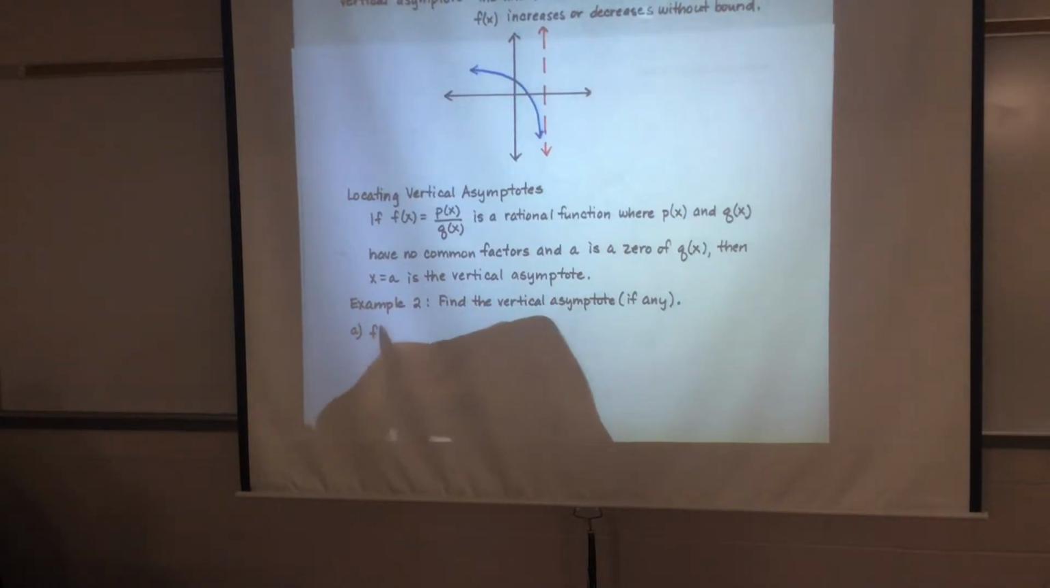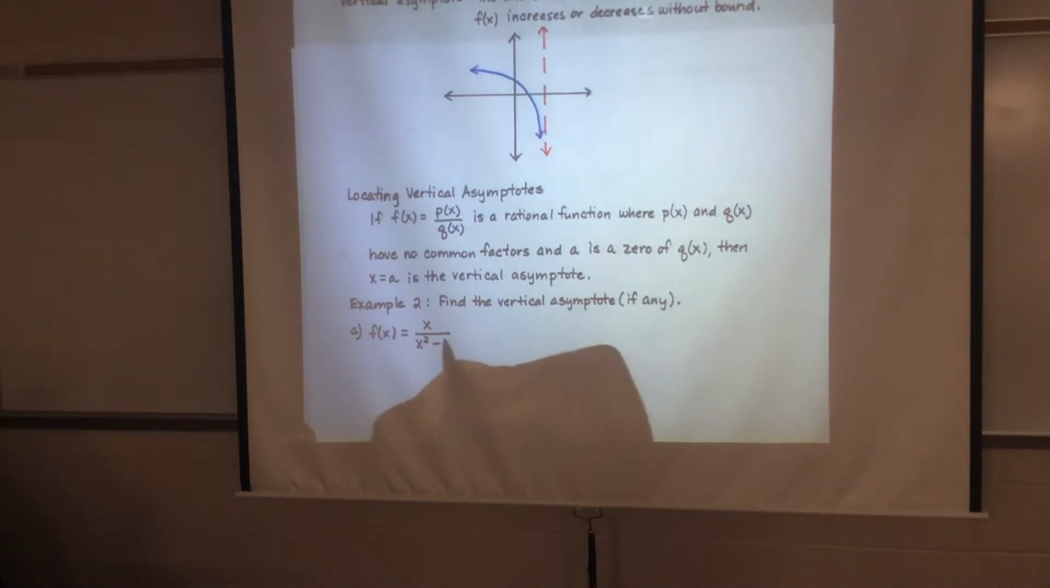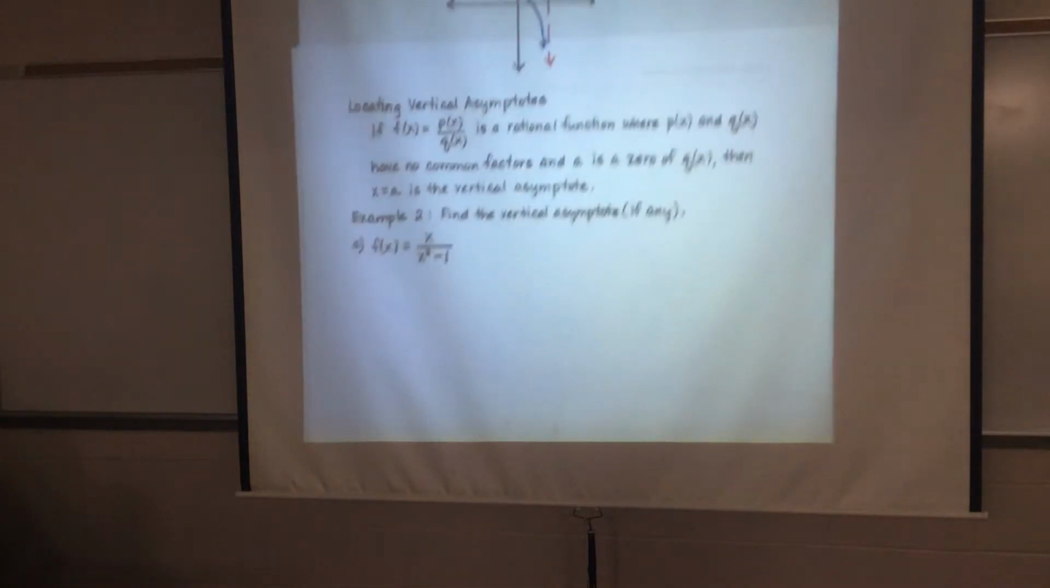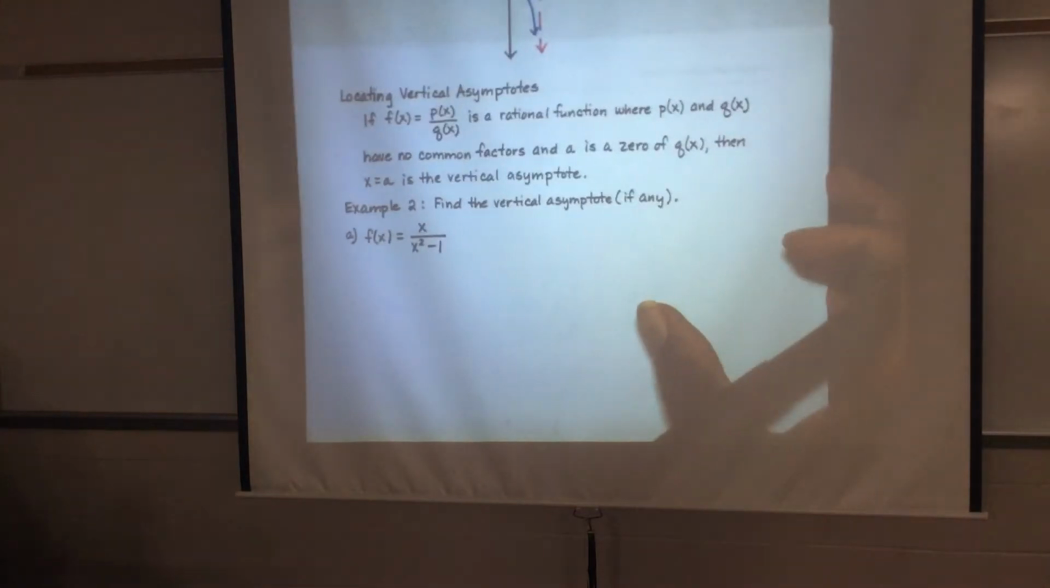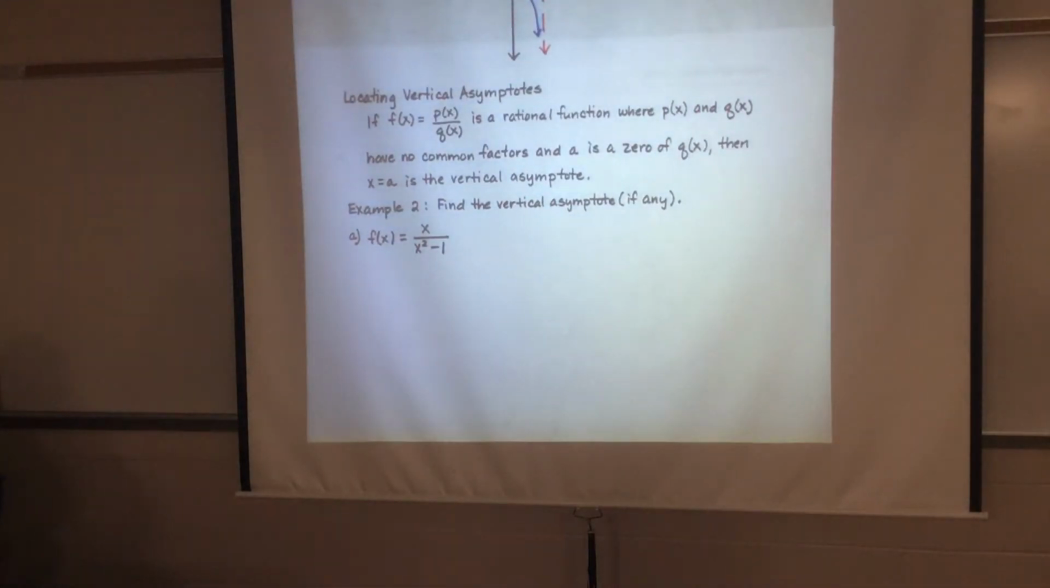let's say we've got f of x is equal to x divided by x squared minus 1. F of x is equal to x over x squared minus 1. And he'll want to find out what that vertical asymptote is, if there is one.